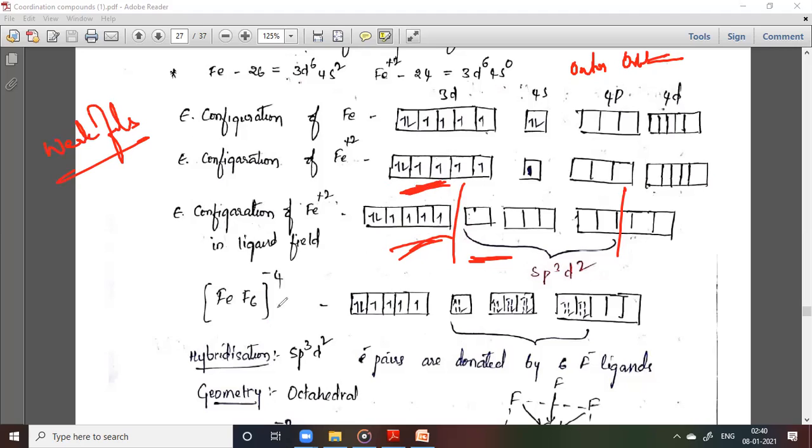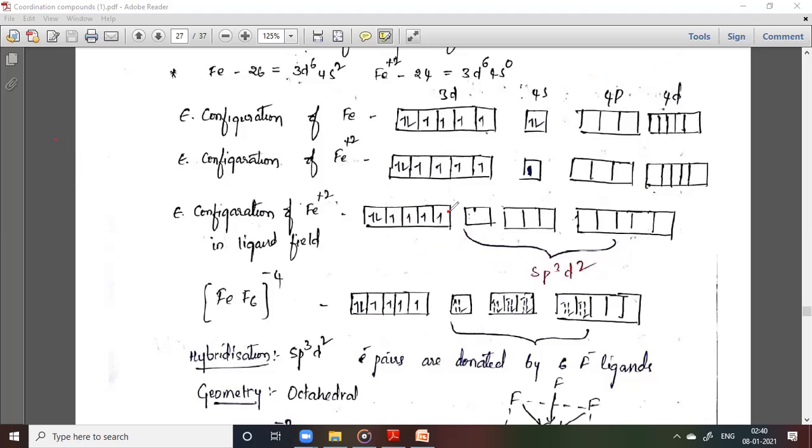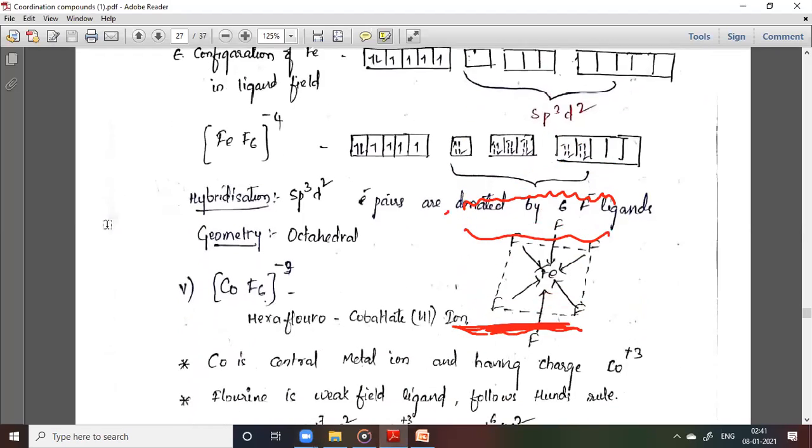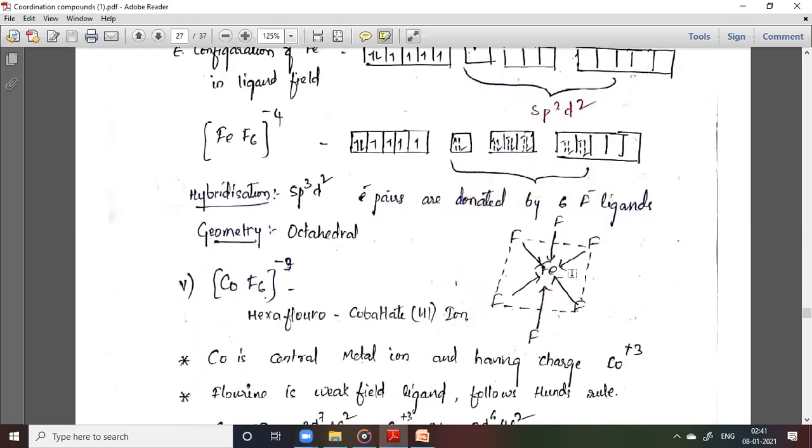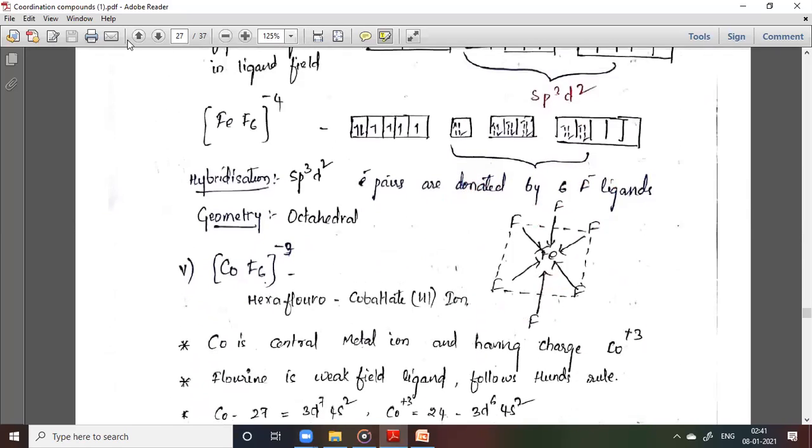So they are not pairing up, and since these two orbitals are not filled, the 6 fluorines must take these 6 vacant orbitals to hybridize, and we get sp3d2 orbitals hybridized. Those 6 fluorines come with their 2 electrons into their 6 hybrid sp3d2 orbitals, and it forms our octahedral structure. So this is our octahedral structure, that is FeF6.